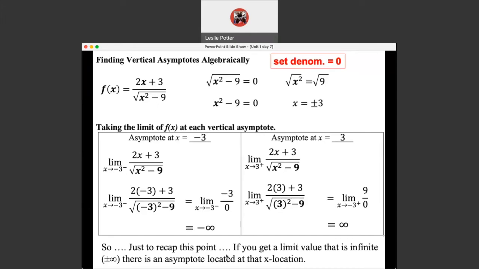So just to recap at this point, if you get a limit value, these are limit values down here, right? That is infinite. It doesn't matter if it's positive infinity or negative infinity. There is an asymptote located at this x location and this x location. Okay, just like we confirmed here algebraically.